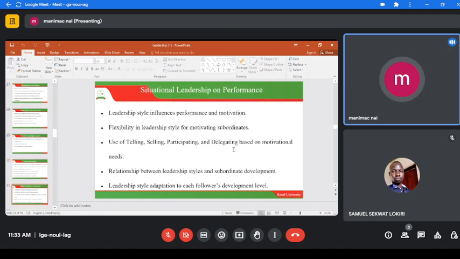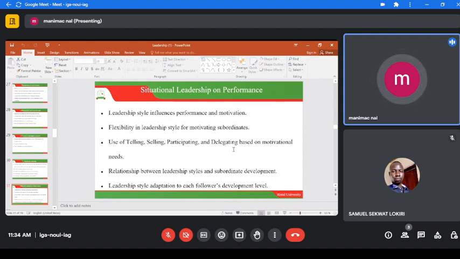Further still, on situational leadership and performance, we are saying that leadership style influences performance and motivation. That is to say, we are looking at flexibility in leadership style for motivating subordinates by using telling, selling, participating, and delegating based on motivational needs, and also looking at the relationship between leadership style and subordinate development.